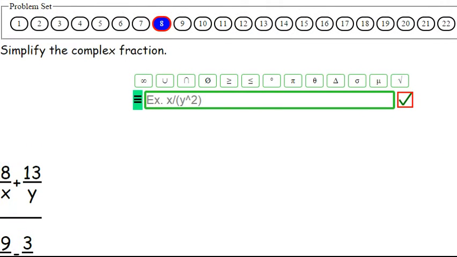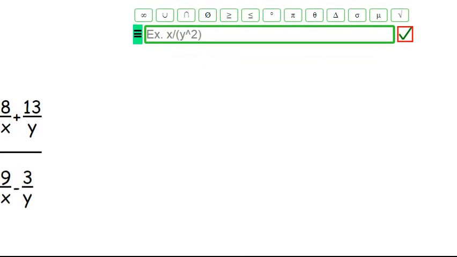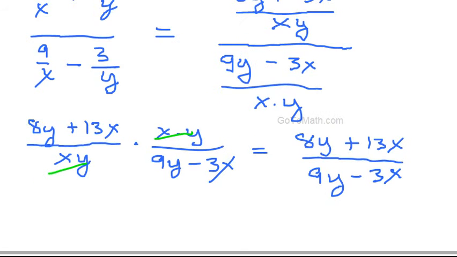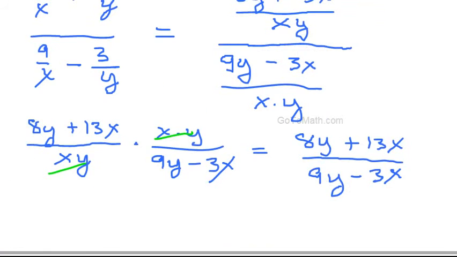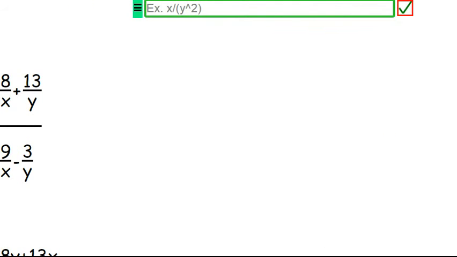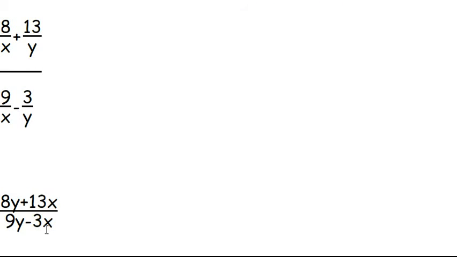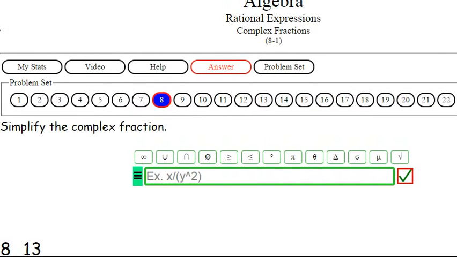Doesn't look like it. So we had 8y plus 13x and then 9y minus 3x. Just making sure that's all good, looks good.